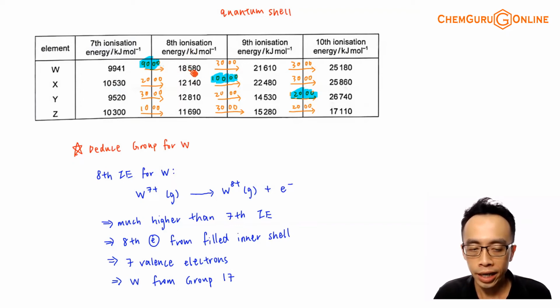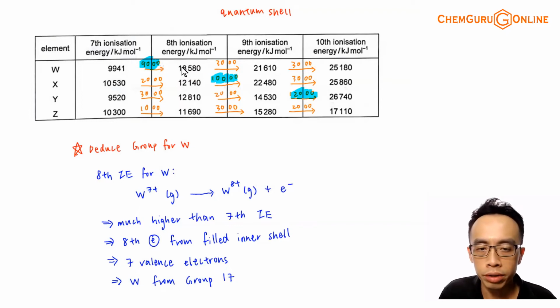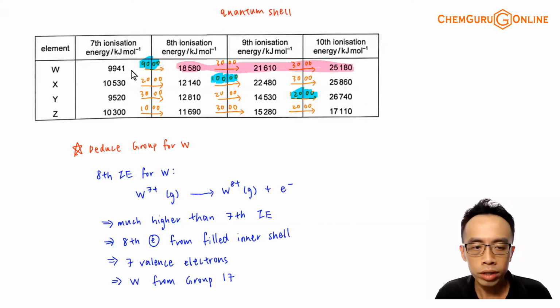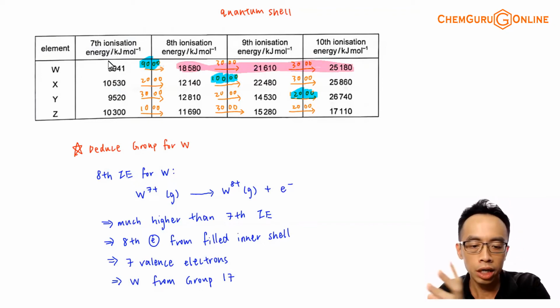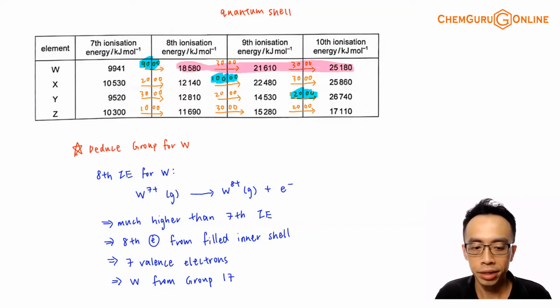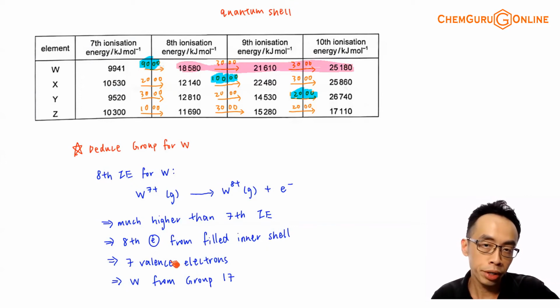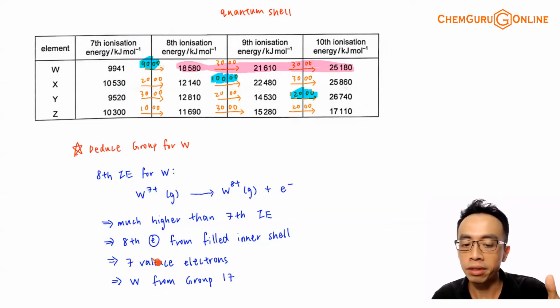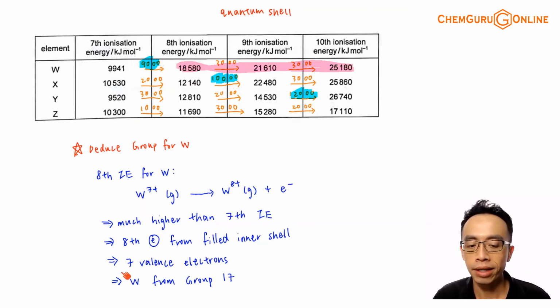It is because electron number 8 is from a filled inner shell. So all these electrons from electron number 8 onwards will be your inner shell electrons, and all the electrons to the left-hand side will be your valence electrons. So this means that electron number 8 is from a filled inner shell, and all the electrons prior to that will be in the next principal quantum shell. So I will have 7 valence electrons, and this means that W will be from group 17.